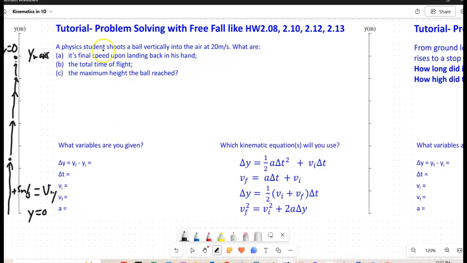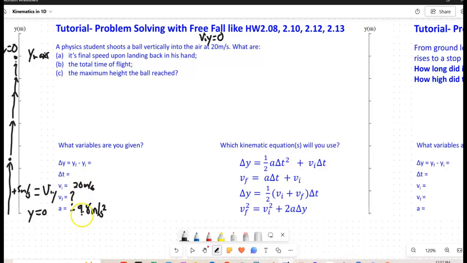Anyways, so he shoots the ball vertically upwards into the air, so that's the initial velocity upwards. And we want to know what its final speed is going to be landing back in the hand. So that's going to be the final velocity when it's coming back down. The initial velocity is upwards at 20 meters per second. We know gravity is 9.8 meters per second squared.